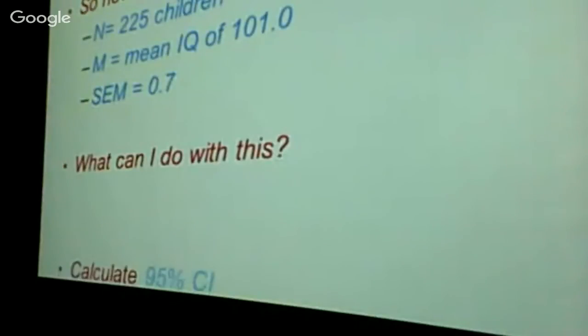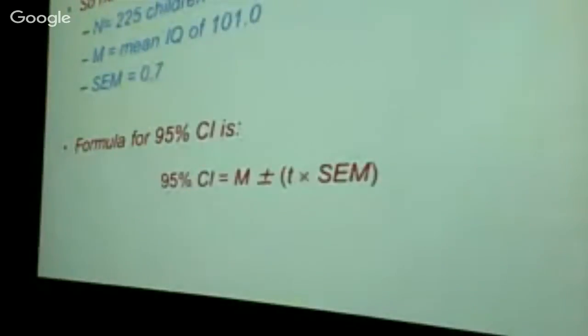Here we have a sample of 225 children, not 25, but 225. And the IQ is 101. What's the SEM? It's going to be just like that time, standard deviation divided by root n. So it's 0.7. Computed that already. So that's our data. What can I do with this? I'm going to compute a 95% confidence interval using this information.